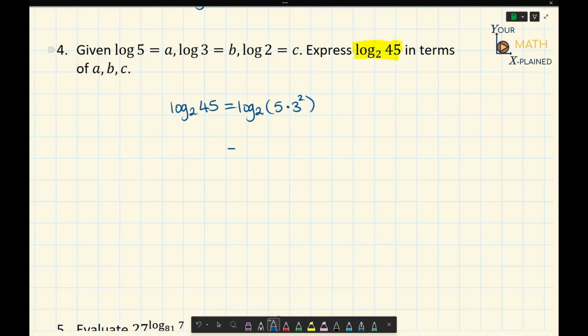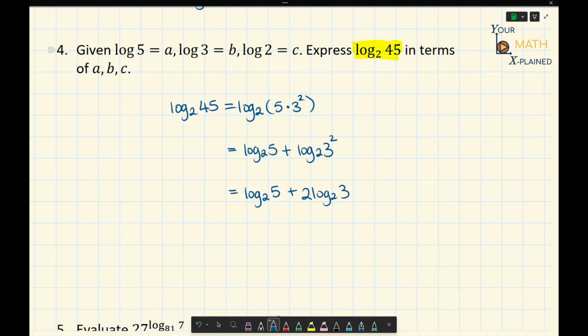So now we can go ahead and use our product rule and rewrite this as log base 2 of 5 plus log base 2 of 3 squared. And then we can now use our power rule to pull that 2 to the front. So that would be 2 times log base 2 of 3.